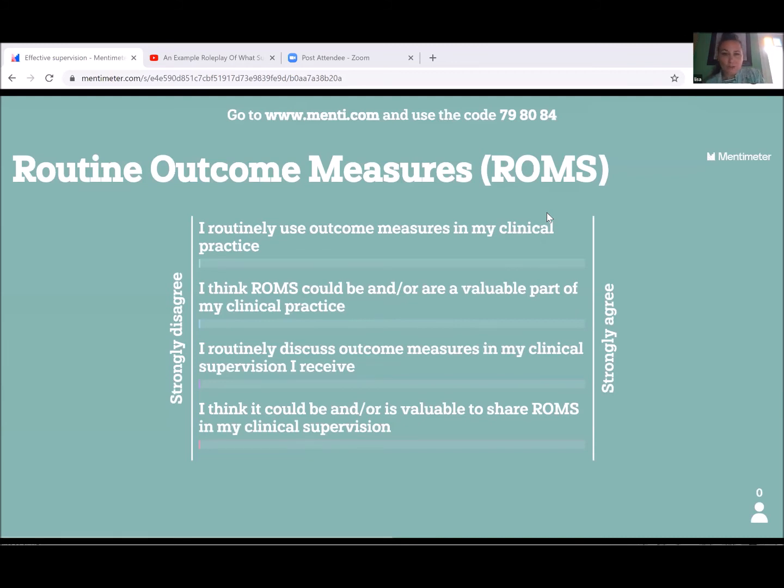I'm wondering whether you're using routine measures in your clinical practice, whether you think they are a valuable part of your clinical practice, whether you discuss them routinely in your supervision, or, if you don't, whether you think they would be valuable to share within supervision. And I believe as you are inputting the data, it should be coming live to us.